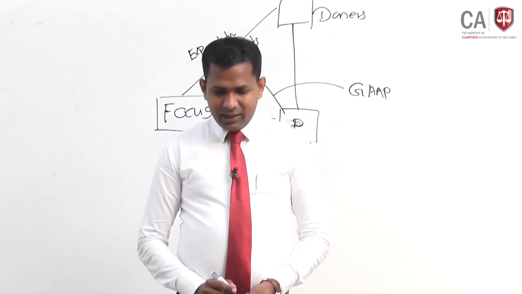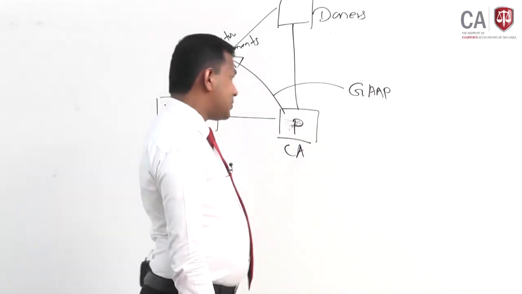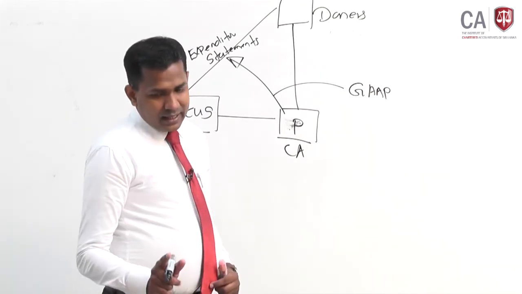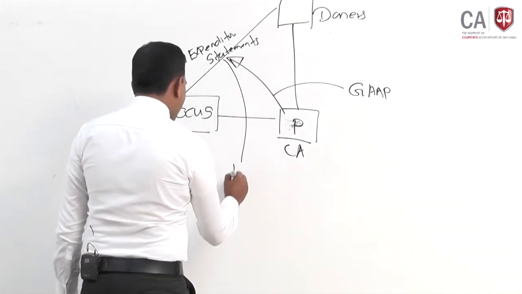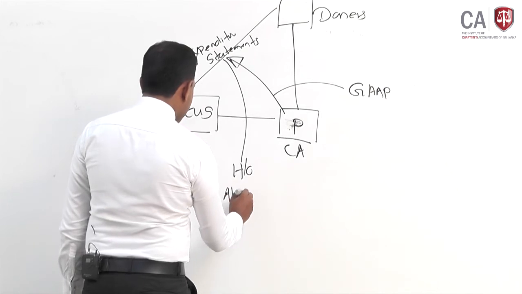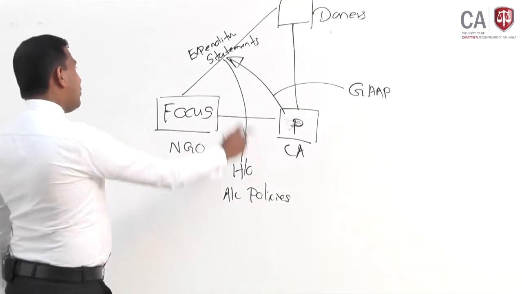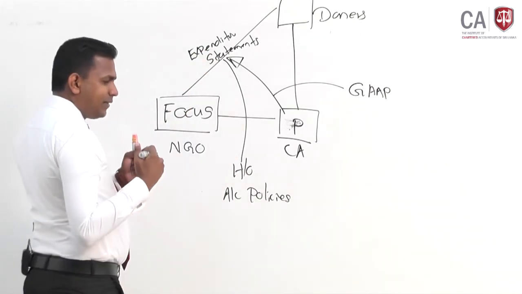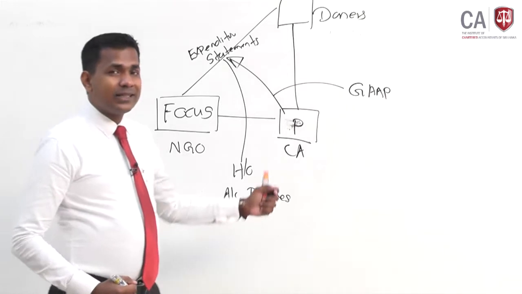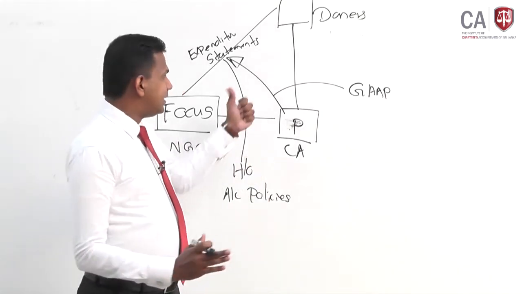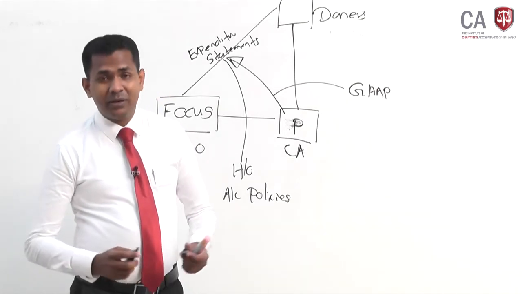Now, the accounting for expenditure is based on the accounting policies laid down by the head office of Focus. So this is based on the head office accounting policies. Now if you look at this, who has prepared it? It is Focus. Who has done the expenses side? Focus, which is represented to the donors, and the donors want third party assurance on whether such expenditure statements are prepared in all material respects. That may be the objective.